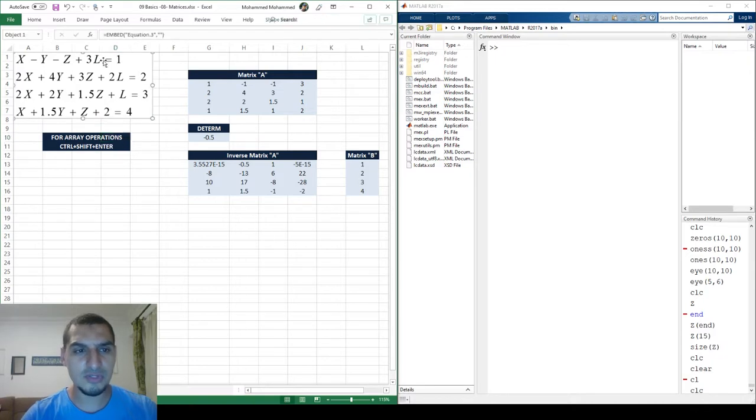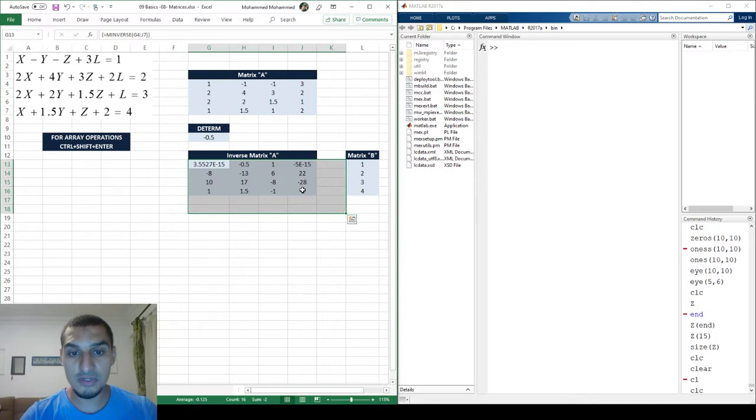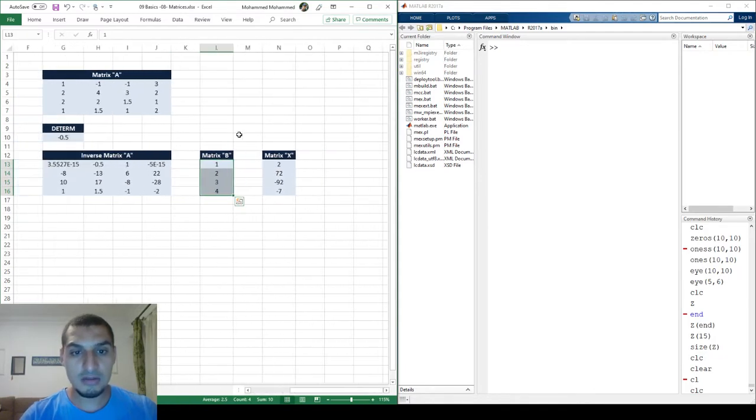We had this matrix which we call matrix A. Then we got the determinant to make sure that this set of equations is solvable, and then we got the inverse of the matrix, and then we multiplied the inverse of the matrix with the matrix B, which is the product or the constant, and then the solution was the multiplication of these two matrices.